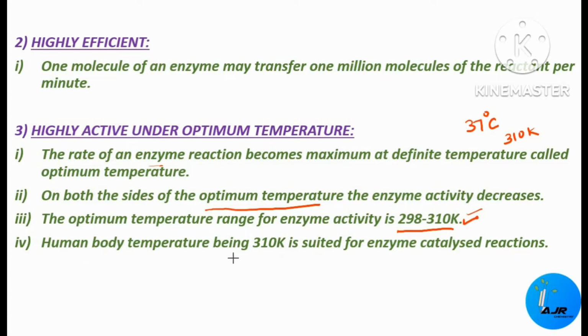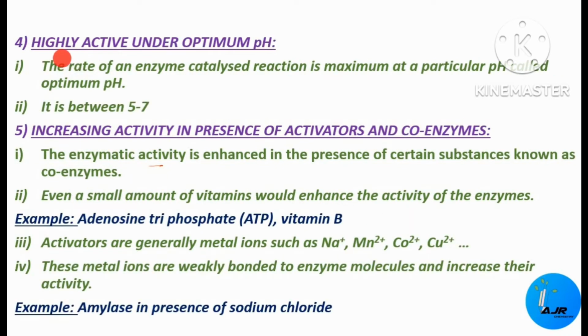So the human body temperature being 310 K, it is suitable for enzyme catalyzed reactions. Can you understand? So this is the optimum temperature for the human body for the enzyme reaction to take place properly. Okay. Understood, students? The next important point is they are highly active under optimum pH.